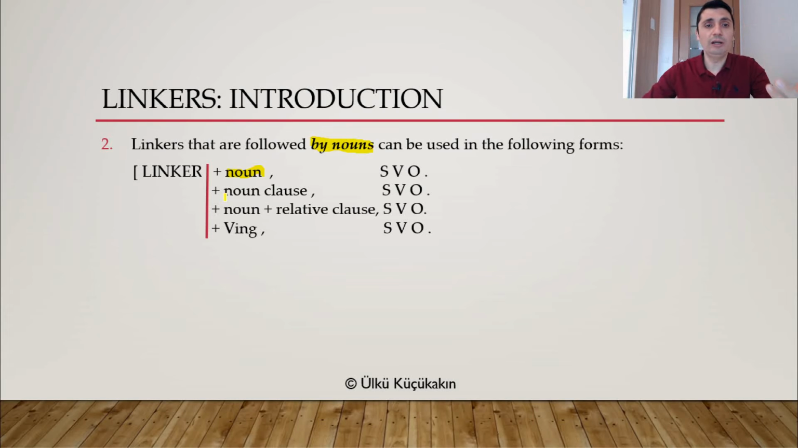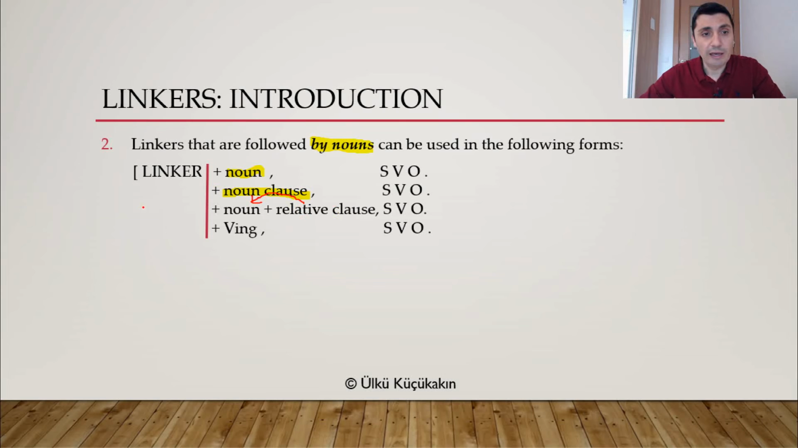If you remember, everyone, a noun clause is a noun itself. It doesn't matter whether it's a clause or not. If it's a noun clause, it's a noun. For this reason, after the linker, you can have a noun clause. It's quite possible. Or, after the linker, you might have a noun and a relative clause. So a relative clause simply describes this noun. For this reason, you still only have a noun.